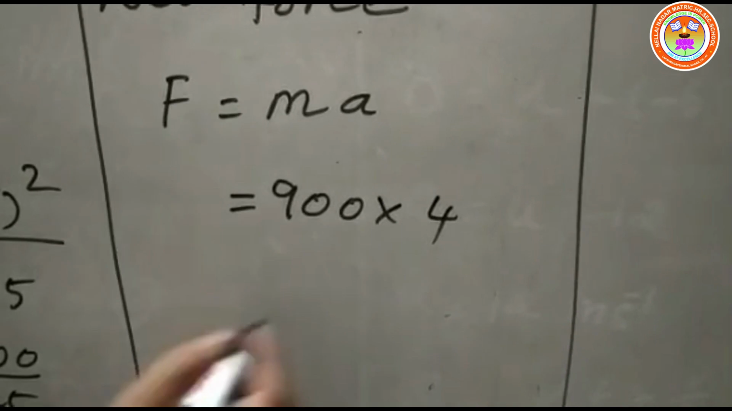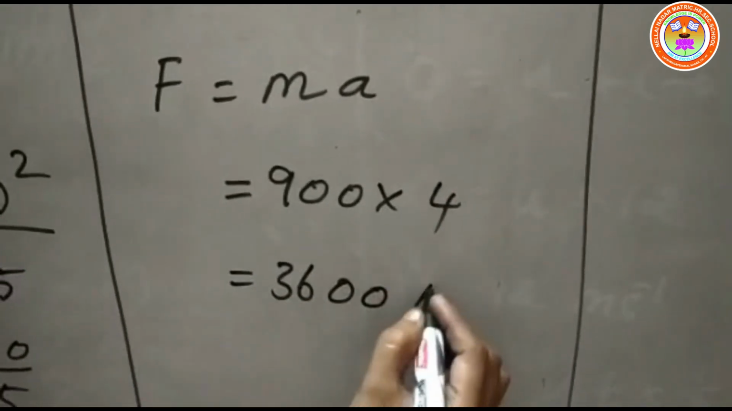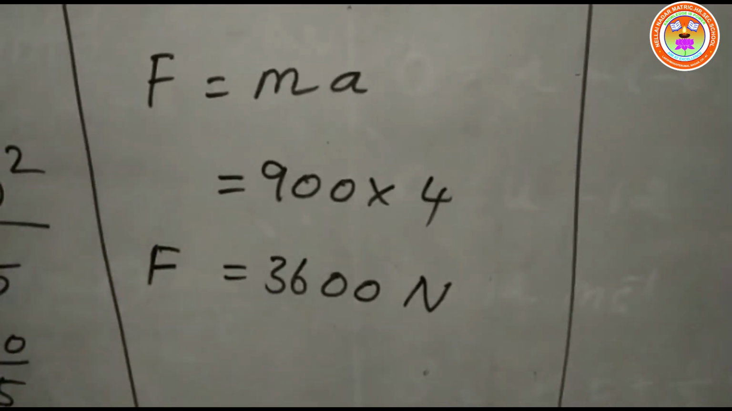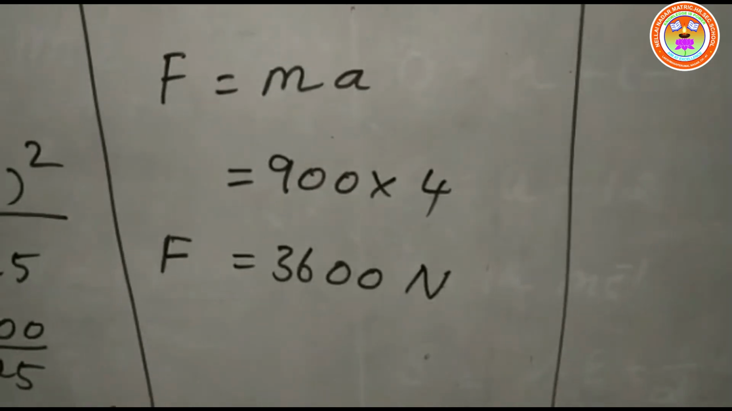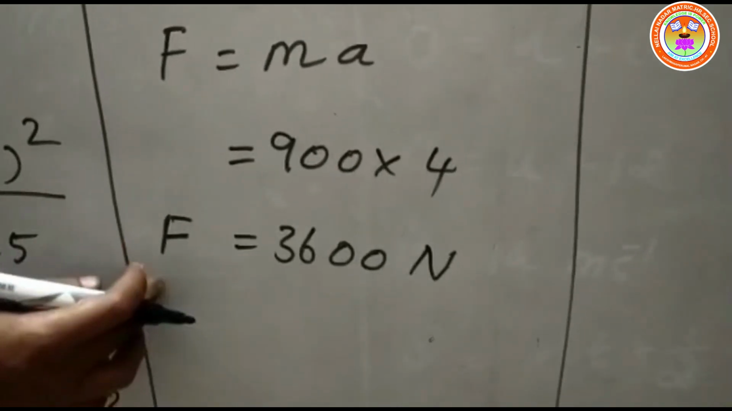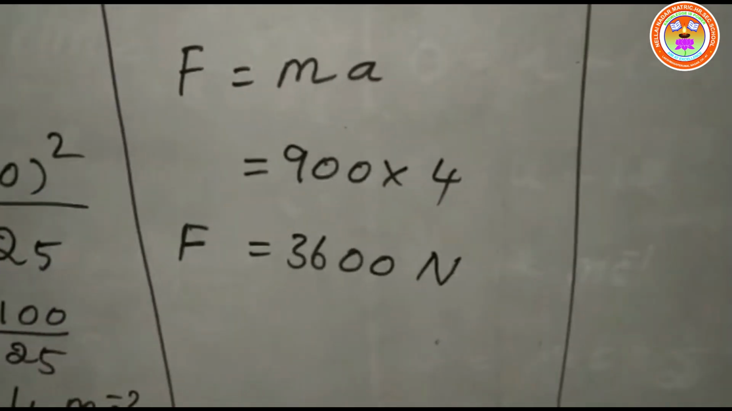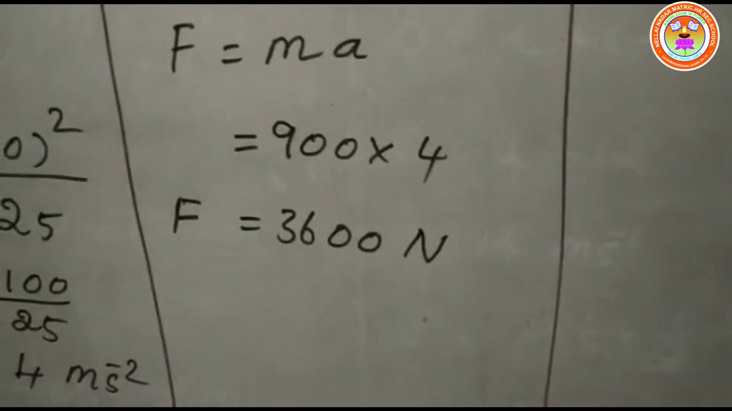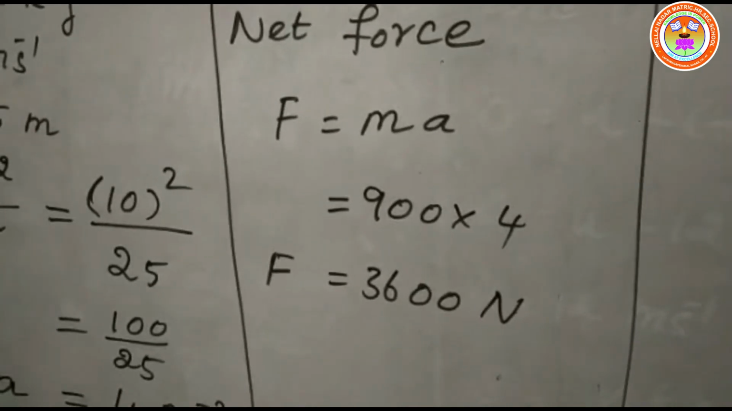So what will come? 9 4s are 36, so 3600. What is the unit of force? Newton. So the 4 meters second power minus 2 acceleration acting on the object gives us a force that is nothing but the centripetal force. Its value is 3600 Newton. I hope students you understand this problem. a equal to v squared by r. F is equal to m a.